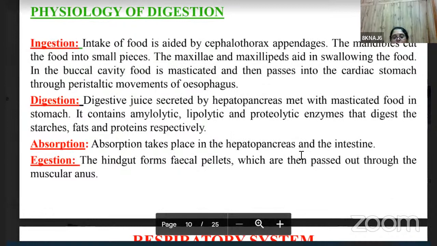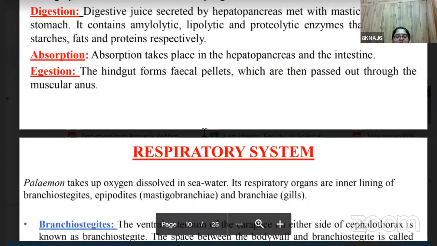Ejection: the hindgut forms the fecal pellets passed out through the muscular anus. Respiratory system: Palaemon takes up the dissolved oxygen that is present.